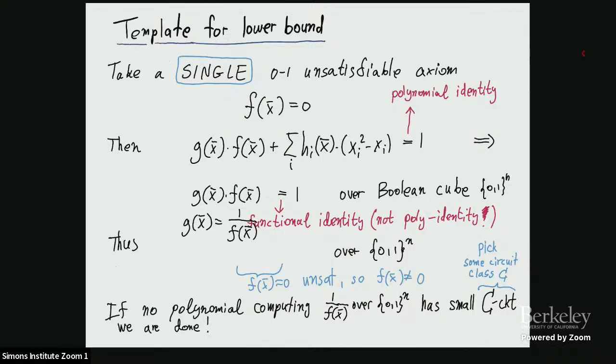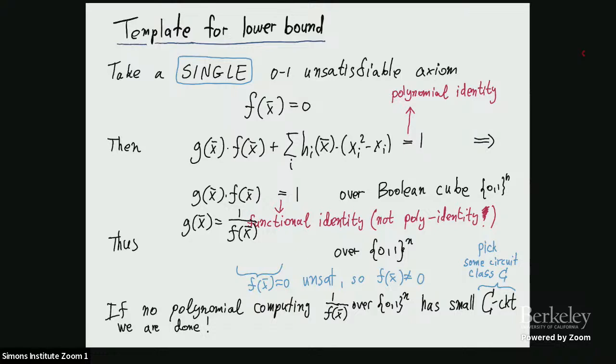So let's see how we do the template for the lower bound. Take a single, and this is crucial, you need to take a single axiom. A single 0, 1 unsatisfiable axiom, f(x) equals 0. And then you do the following trick. Let's assume we have a proof.